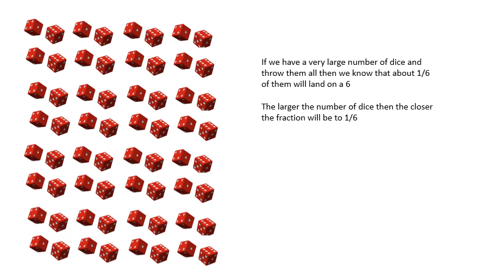So if you have lots and lots of dice, a very large number of dice, and you throw them all, then about 1 out of every 6 of them will land on a 6. I'd be very surprised if it was exactly a sixth. The larger the number of dice, the closer the fraction will be to a sixth, because it's random, so all of these fluctuations will cancel, and the larger the number, the closer and closer the fraction will be to a sixth.